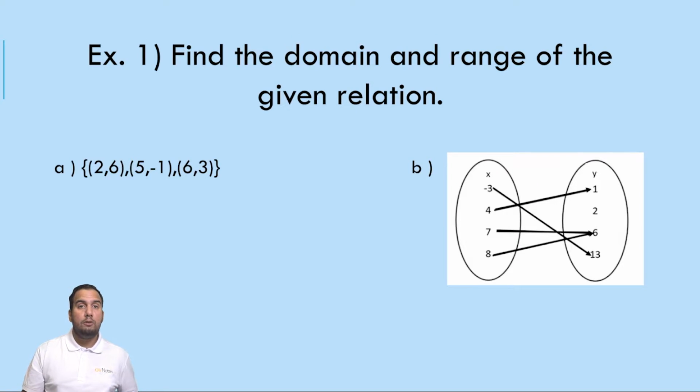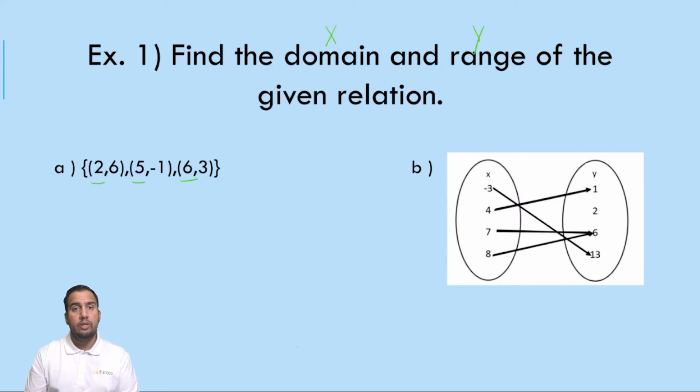We can finally try our first problem. It's going to say this: find domain and range of the given relation. So we have to ask ourselves, wait, what's domain? Domain is always going to be the X and range is always going to be the Y. So when we have to ask ourselves what is domain and range, for domain, you're going to look at all the X's. 2, 5, 6.